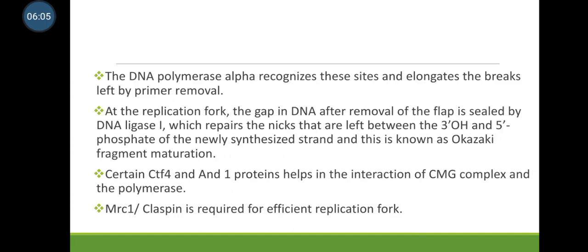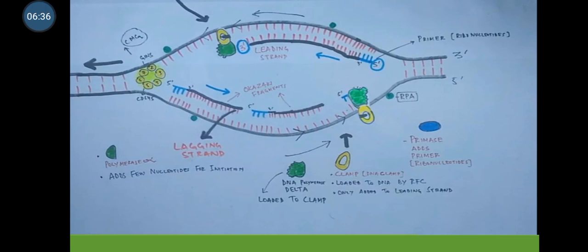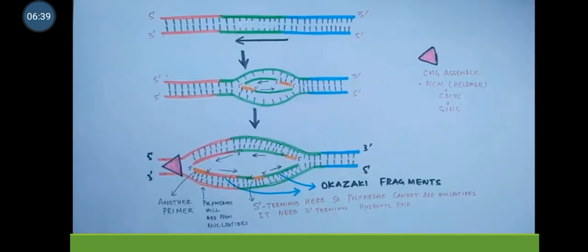The DNA polymerase alpha recognizes these sites and elongates the breaks, and DNA ligase 1 repairs the nicks that are left between 3' OH and 5' phosphate and seals it. This is called Okazaki fragment maturation, and CTF1 proteins are also involved. Claspin is highly involved for the efficient replication fork. This is a diagrammatic representation of the elongation.